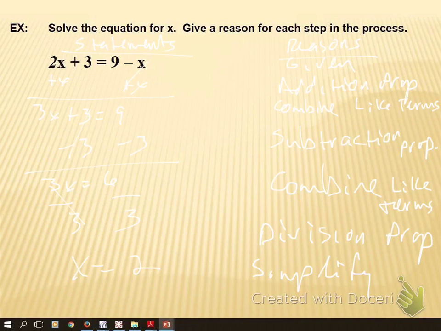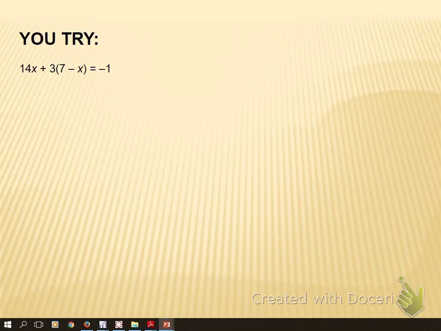Making enough sense? I hope so. You've got one more. Give this one a shot. You can stop the video and write it all out, statements and reasons, whichever method you like better. If you want to solve the equation first and then fill in your reasons, that's fine. Or if you want to do the reasons as you go, that's fine too. But stop the video, and then when you're done, start it back up and see how you did.